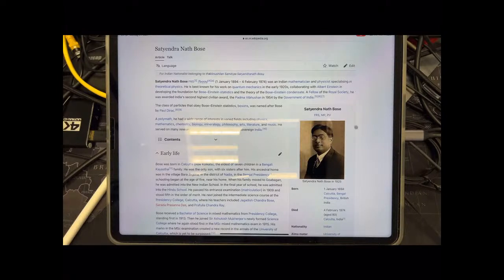Okay, so Einstein and Bose asked Einstein whether they could submit the work to the famous physics journal or not. Einstein agreed with that, and once they submitted the work to the physics journal, it was successful.